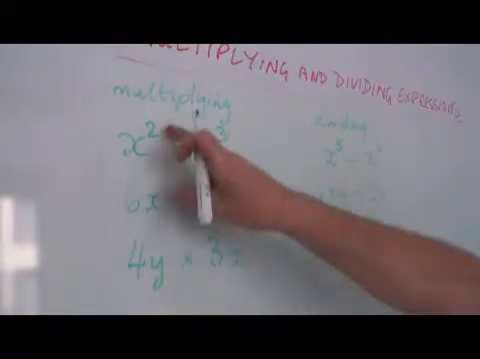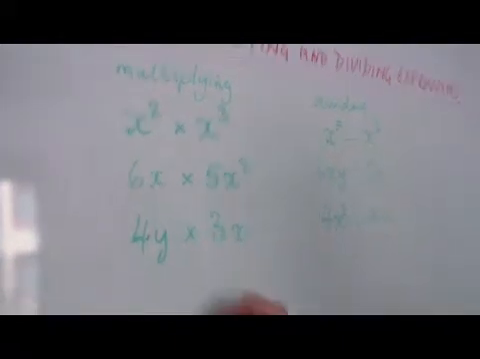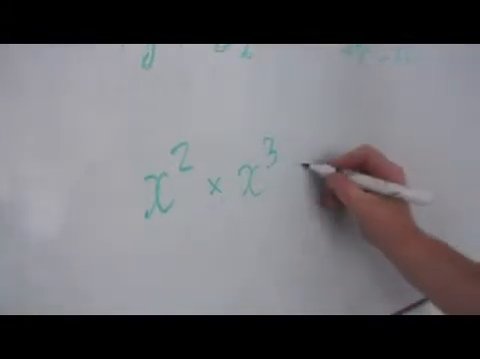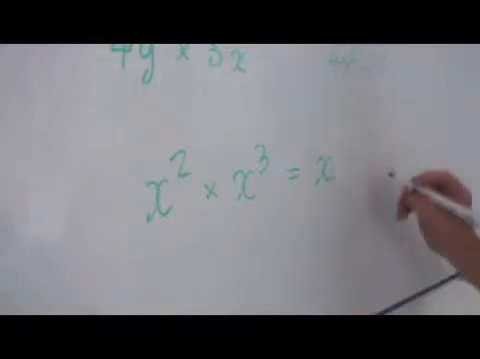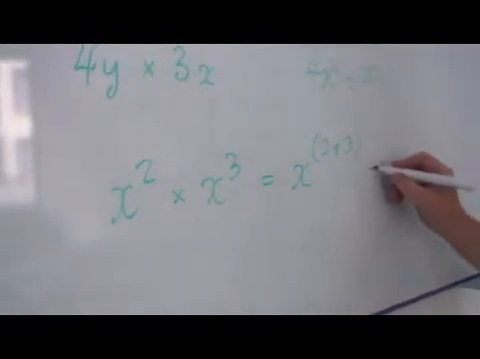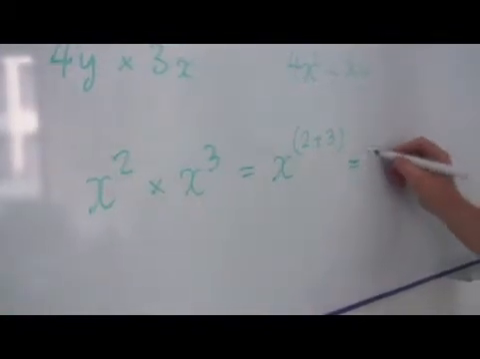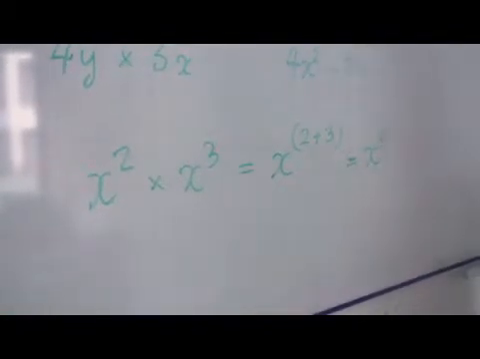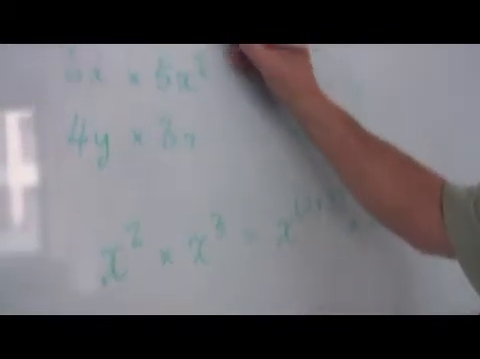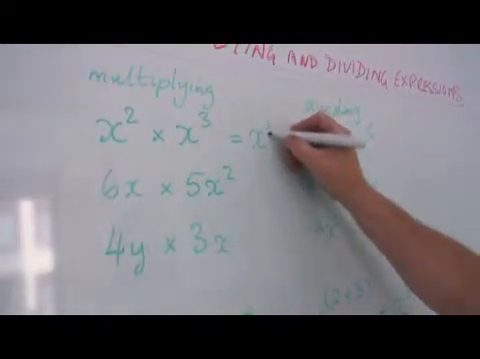So x squared times x cubed is x, add the indices, 2 plus 3, which is x to the power 5. So I've added the indices and I get x to the power 5. So this is x to the 5th.